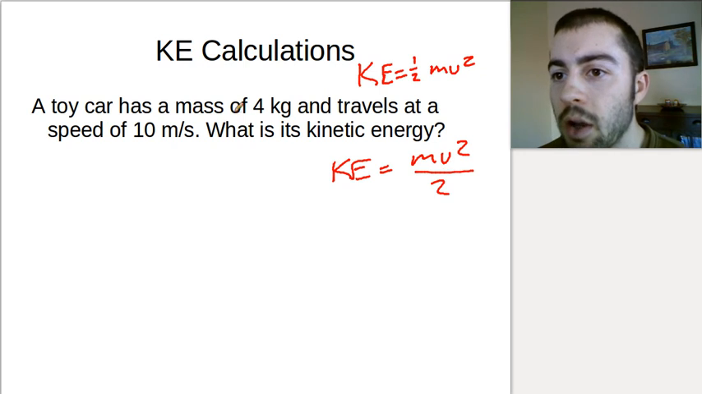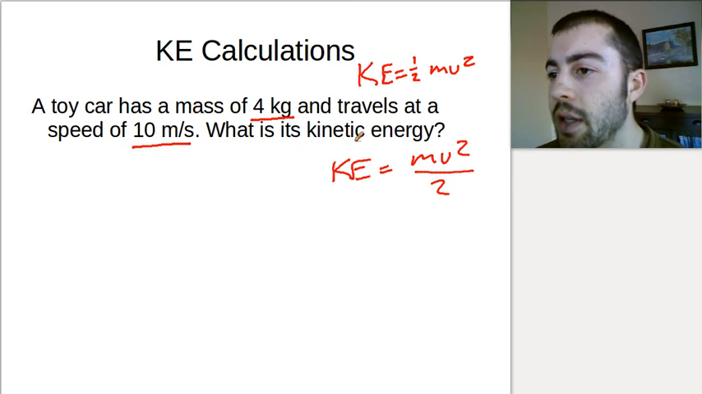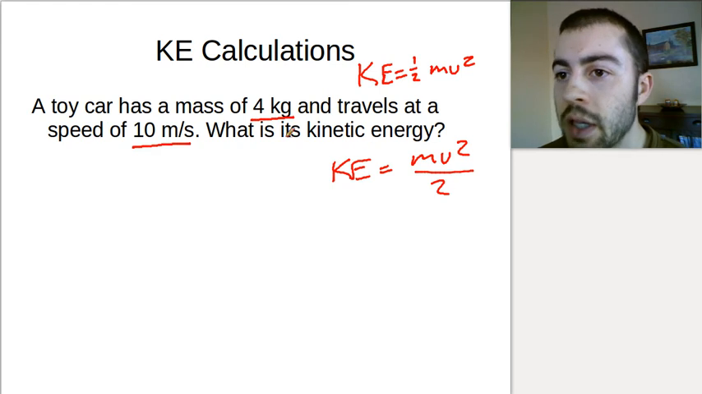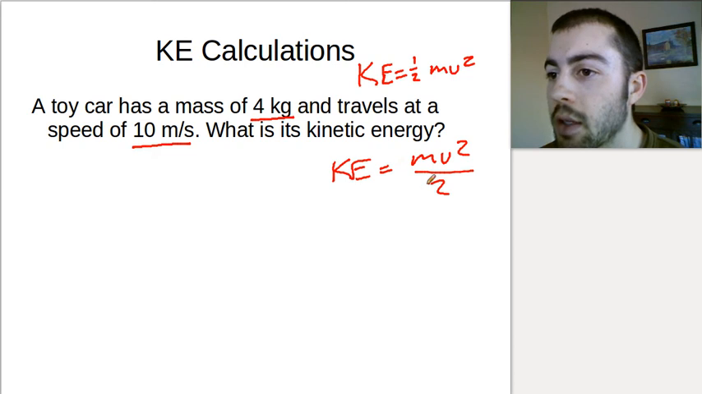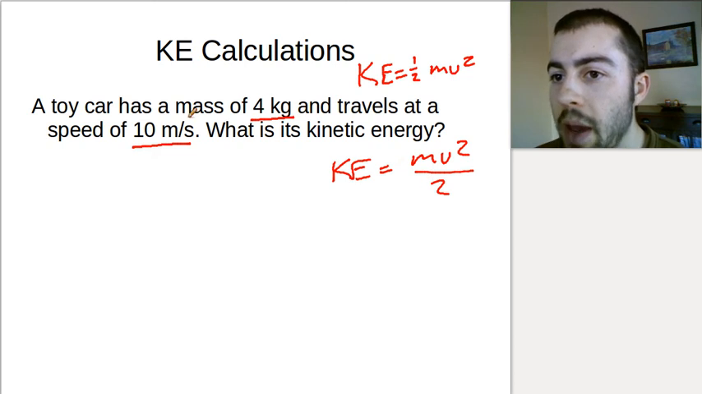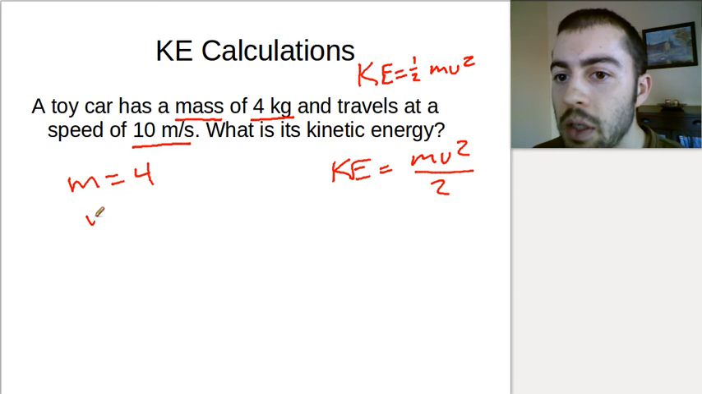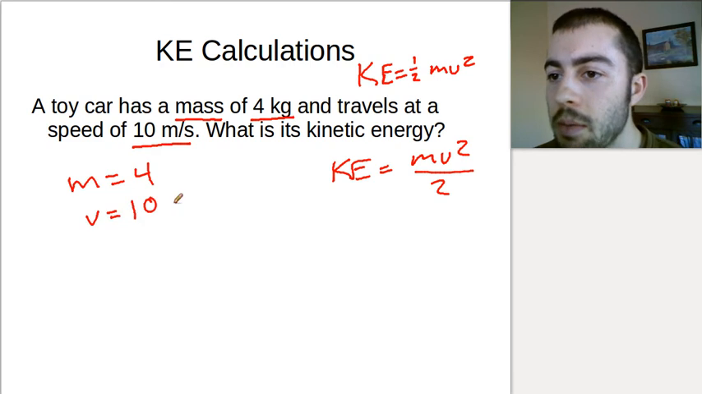All right, so we have a car here with a mass of 4 kilograms, and it's traveling at a speed of 10 meters per second. What is its kinetic energy? So all we have to do is take the information from the problem and plug it into the kinetic energy formula. So we have the mass here of 4 kilograms, and we have the speed or velocity, which is 10 meters per second. So these are all the pieces of information we need to plug into this formula over here to solve for kinetic energy.